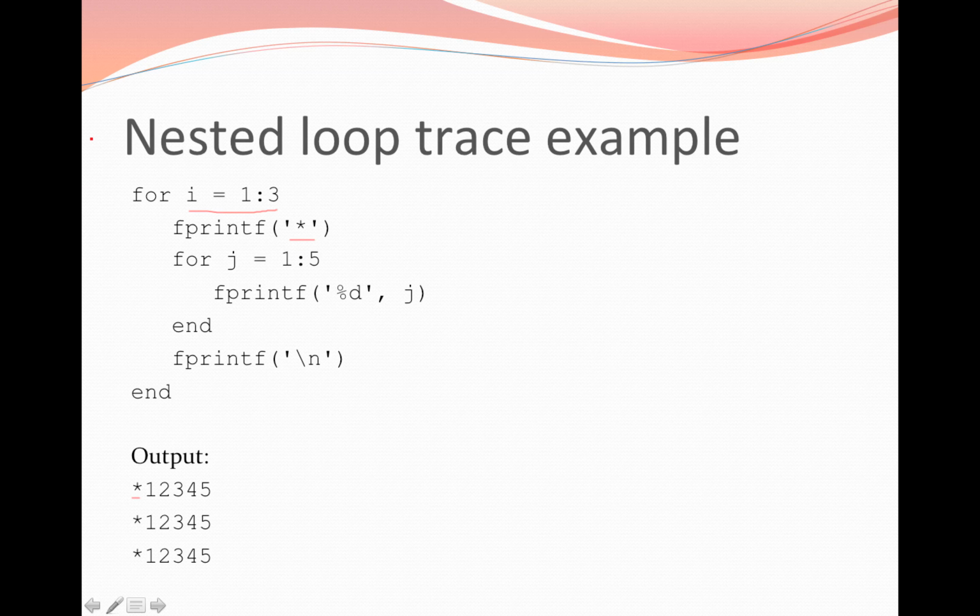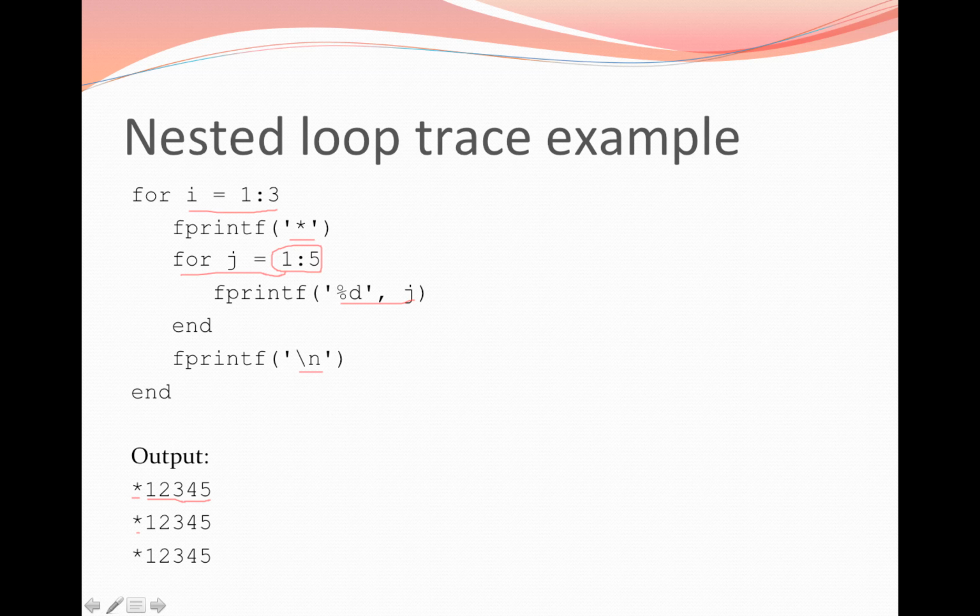And then we have an inner loop where j goes through the values from 1 through 5. For each value of j, we're going to print the value of j. So in other words, we print 1, and then 2, and then 3, and then 4, and then 5. And then we print the new line character. That's going to move the cursor down to the next line in the output. So now we've executed the action of the outer loop once.